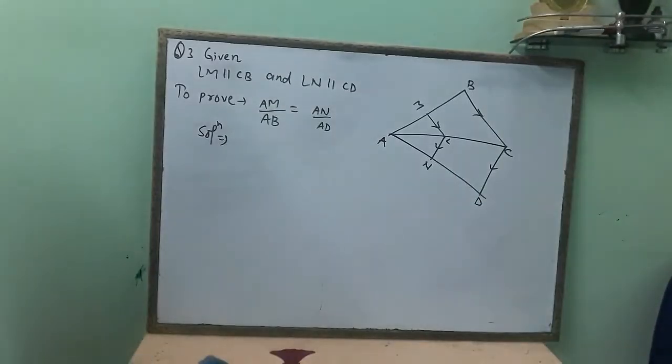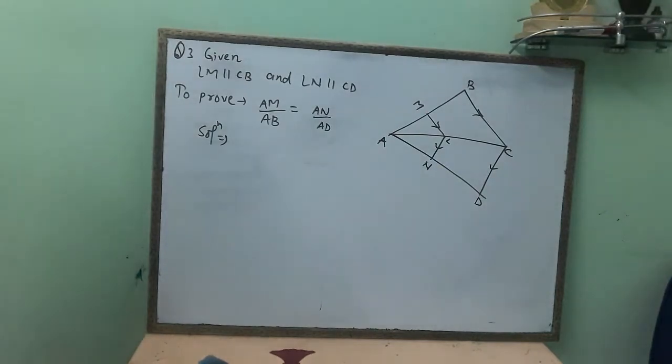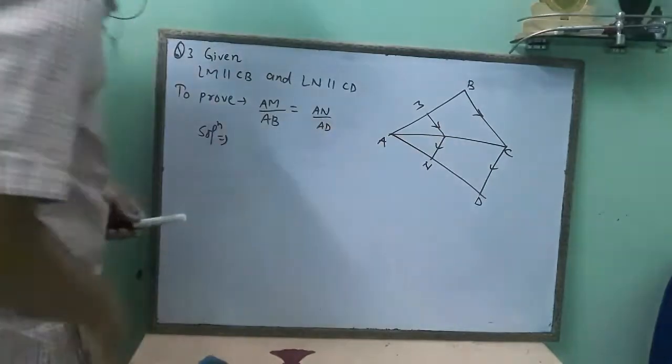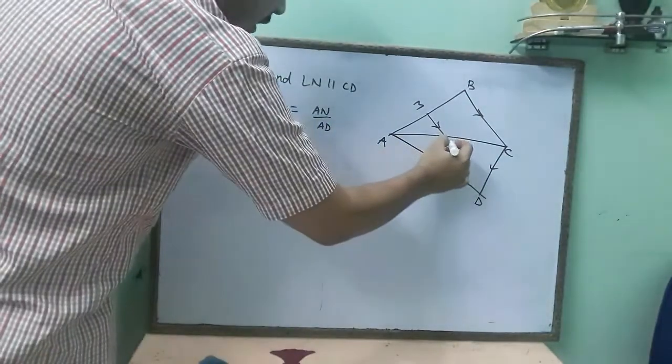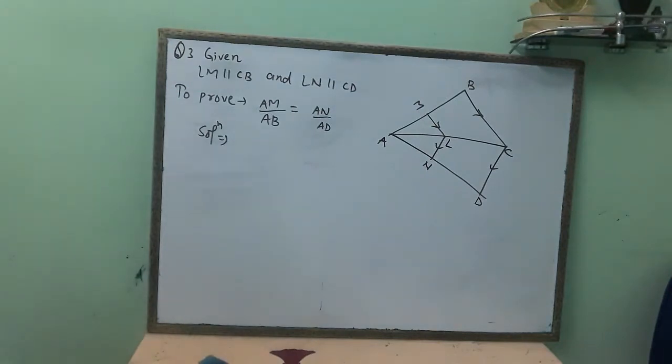Now students, this is question number 3. In this question it is given that ABC and DAC are two triangles in which LM is parallel to CB and LN is parallel to CD. Here point L is there. We have to prove AM divided by AB is equal to AN by AD.